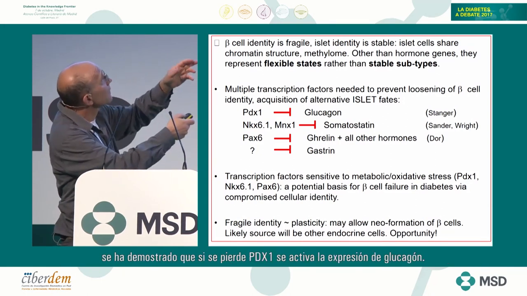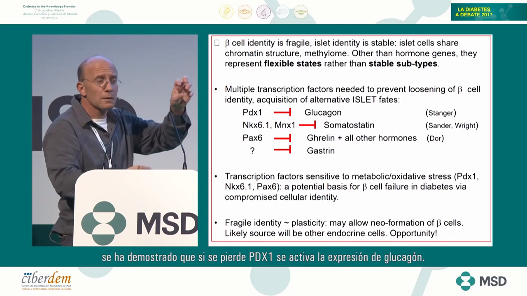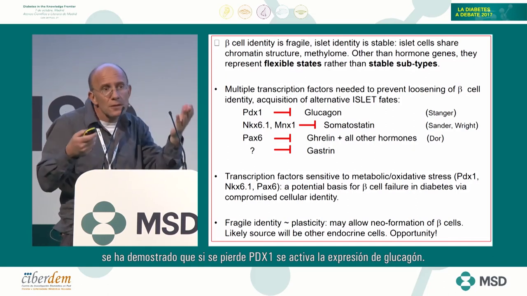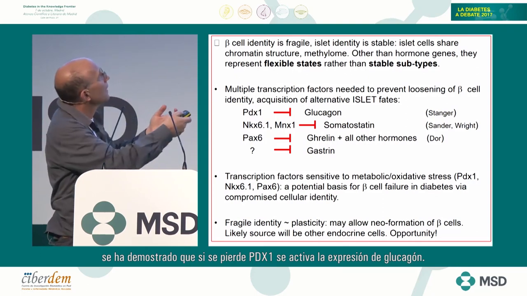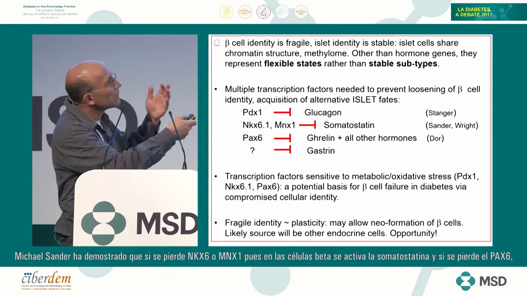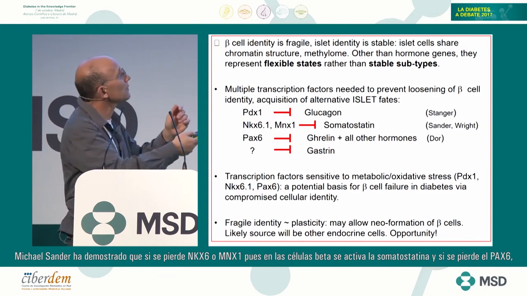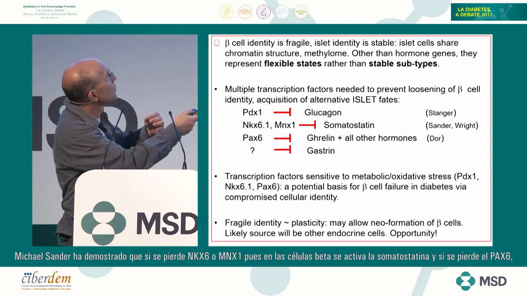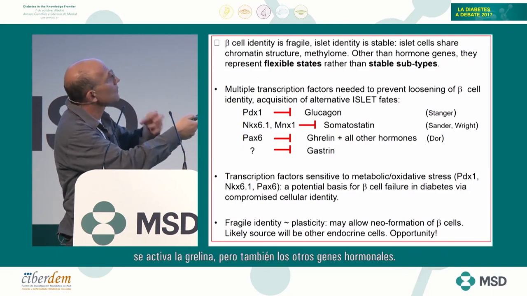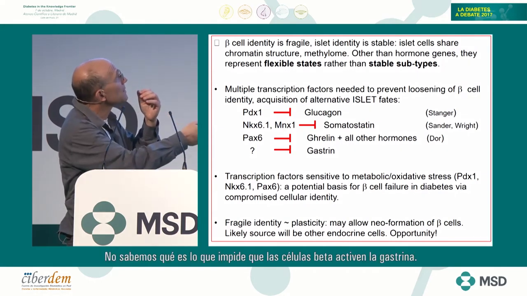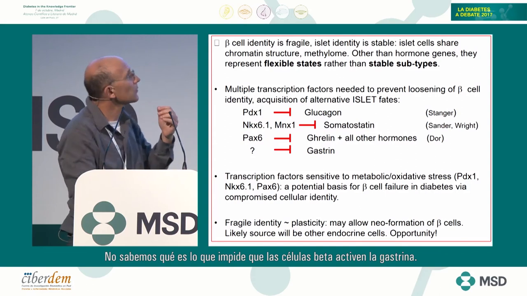For example, Ben Stanger has shown that if you lose PDX1, the key transcription factor in beta cells, they all turn on glucagon expression, essentially becoming alpha cells. Maike Sander and Chris Wright showed that if you lose NKX6.1 or MNX1, two additional transcription factors in beta cells, you turn on somatostatin. We showed if you lose PAX6, you turn on mostly ghrelin, but also the other hormone genes. We don't know what prevents beta cells from turning on gastrin.